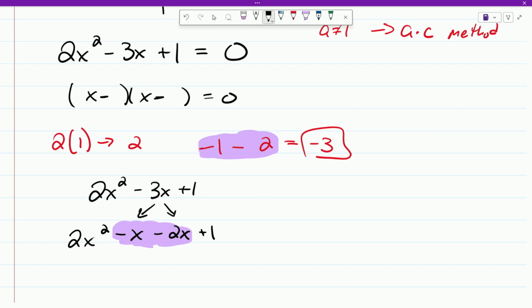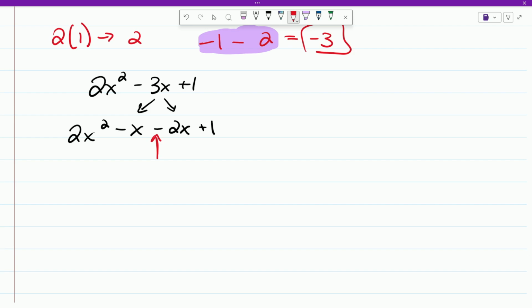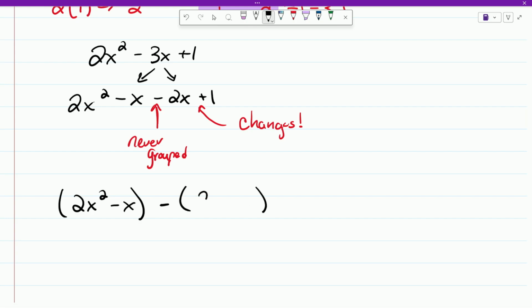So now I have a polynomial with 4 terms, and I'm going to factor by grouping. And here's the thing. We must remember we never, ever group that middle sign. That's not going to get grouped. And because this is a negative, that means when we do group, that second sign changes. All right? So let's go ahead and rewrite it like this. All right? So that changes. So let's go ahead and create our groups. 2x to the second minus x minus, here's our second group, 2x, and this is going to be minus 1.